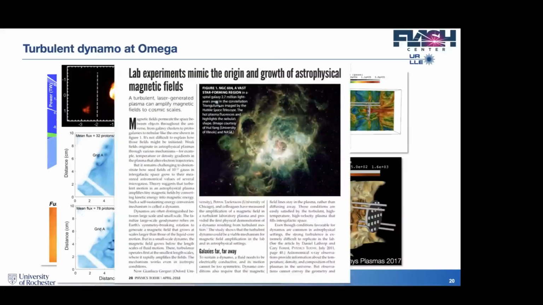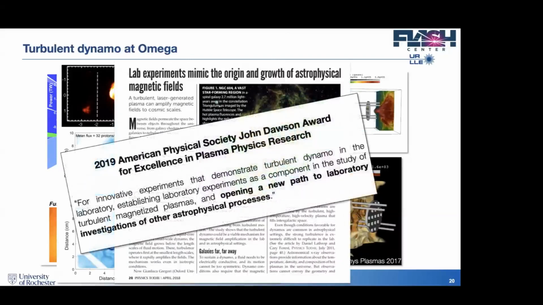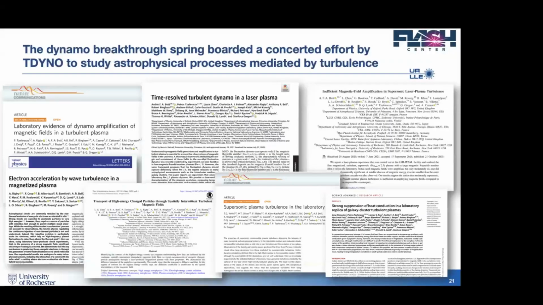Well, this was a big finding. This is the reason why we got the John Dawson Award back in 2019. But more importantly, we've actually created a concerted effort to start providing a new way of looking at magnetized turbulence in the context of astrophysics, that was not theory, not simulation, not observations, rather a set of experiments that we could do and try to answer unanswered questions on how these processes work.